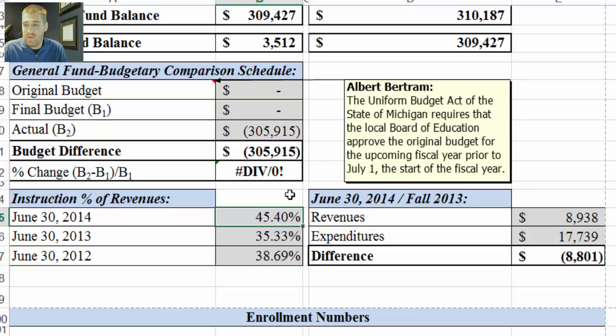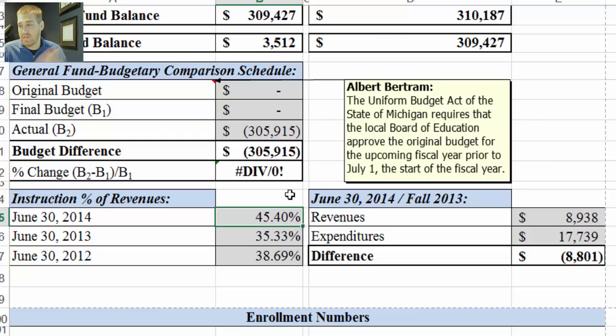So if revenue increased by this much and instruction did increase, but it only increased by this much, you did have an increase in instruction expenditures, but it wasn't at the same rate as revenues increased. So I hope that's a good way to explain it.